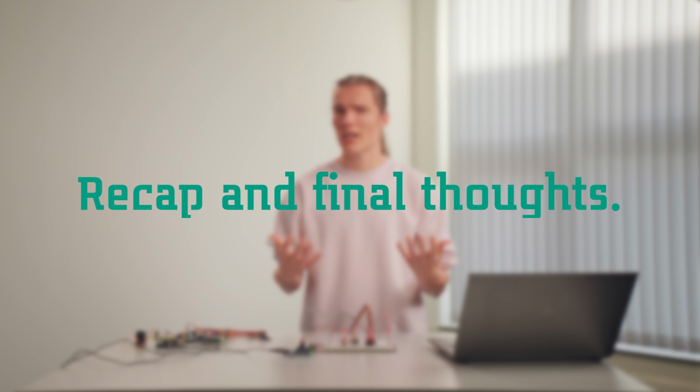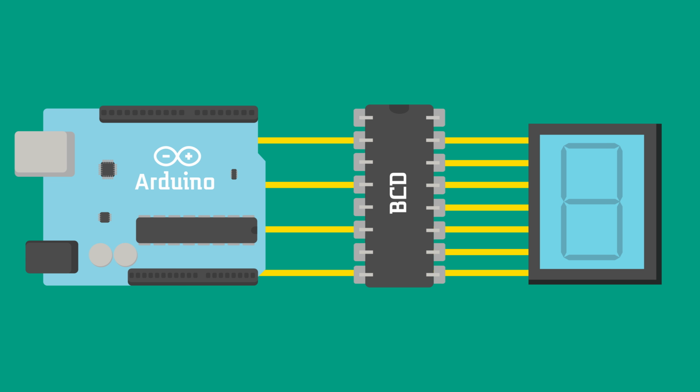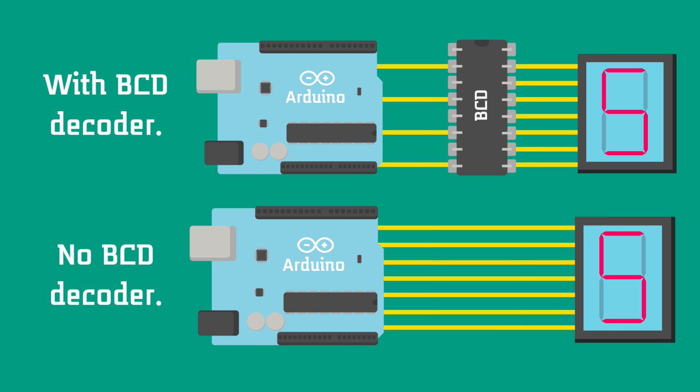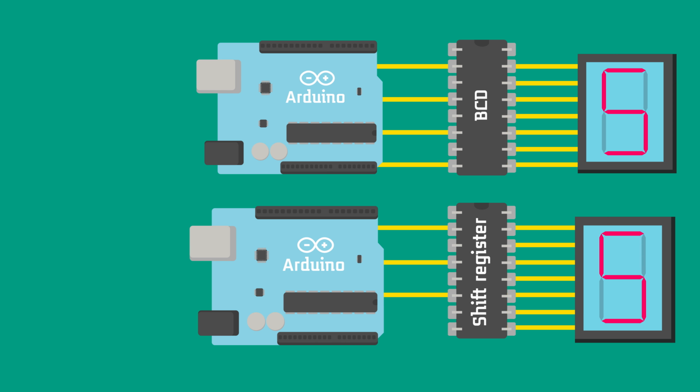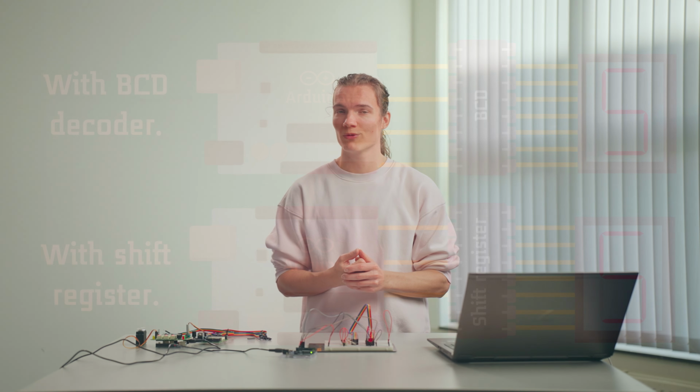Okay, so now we know that a BCD decoder can be used to convert a 4-bit binary input to output signals that show the corresponding decimal number on the display. Furthermore, the BCD decoder allows you to use less of those precious output pins of your microcontroller. However, the BCD decoder is not the only IC that can do this. Another way to do this is by using a shift register, which will be discussed in a separate video. Make sure to watch that video as well.